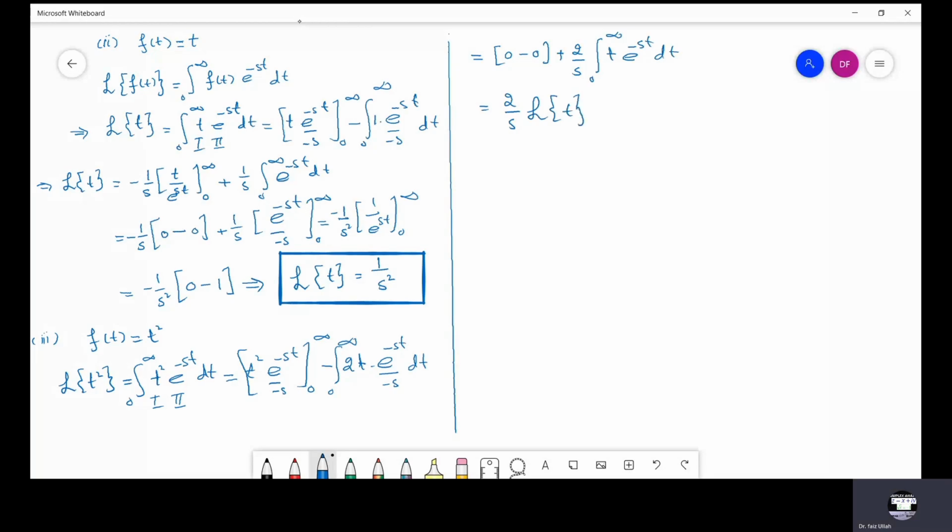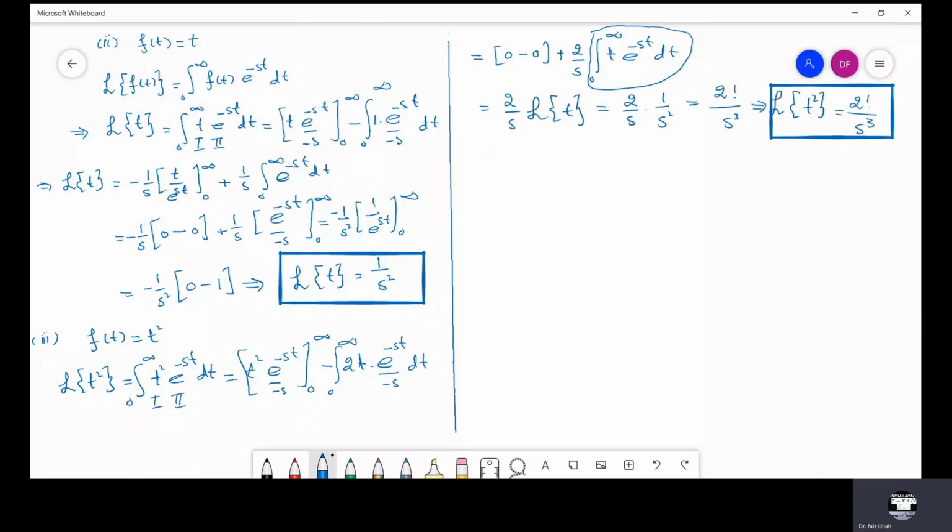If we put f of t is equal to t in the basic formula, we can easily get that Laplace transform of t is this thing. But we have already obtained, let me write it here, the Laplace transform of t, which is 1 over s square. So from this we can write 2 factorial divided by s cube. So we can say that Laplace transform of t square is equal to 2 factorial divided by s cube, and that is the required formula for the Laplace transform of t square.